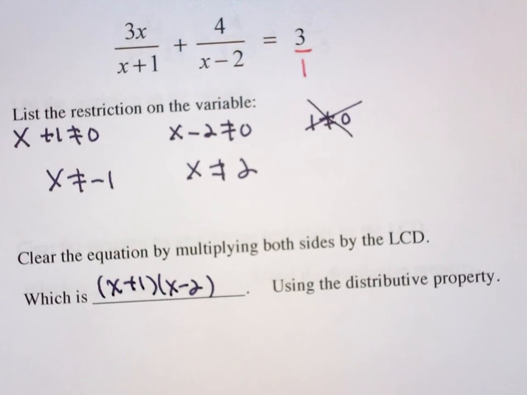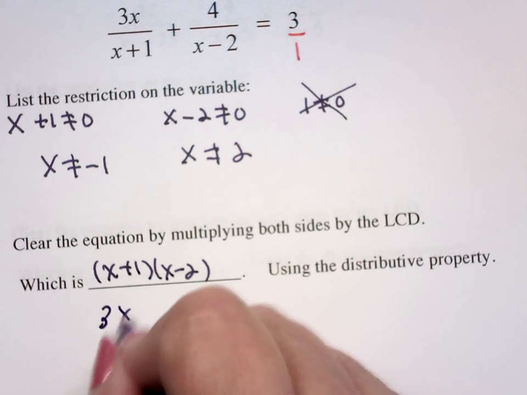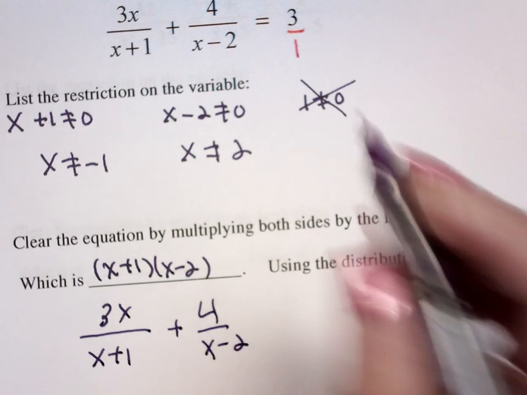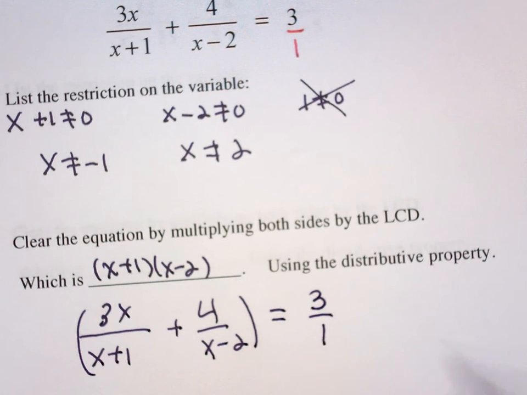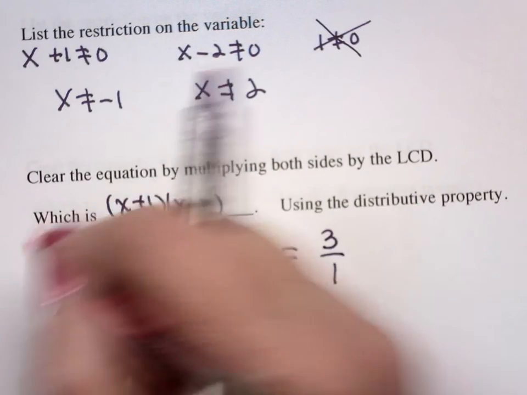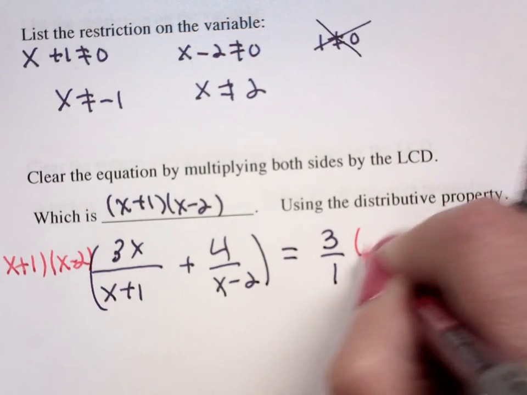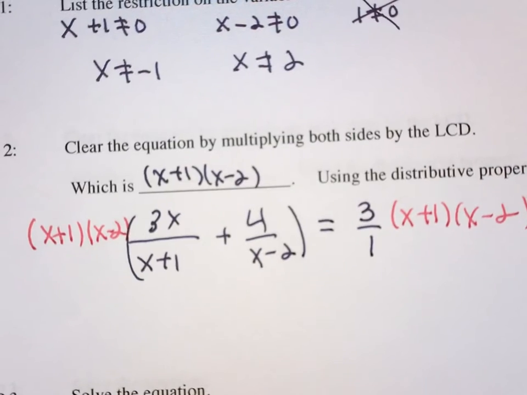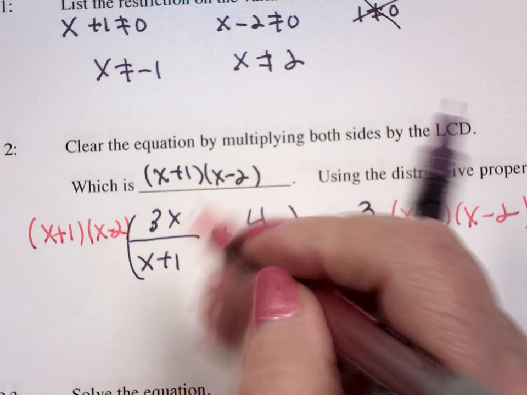So you're going to use the distributive property and multiply both sides by that. So I have 3x over x plus 1 plus 4 over x minus 2. Now I'm putting a lot of steps in. Equals 3 over 1. And I'm going to multiply by the LCD, which is x plus 1, x minus 2. Now, if I've done this correctly, it'll kill the denominator. So in other words, the denominator is going to go away. That's why I need to know what my restrictions are.